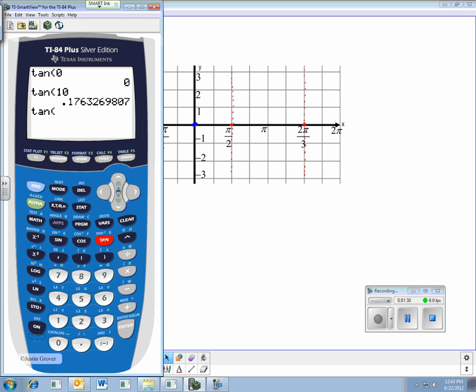Well, how about tangent of 30 degrees? That one is going to be a little bit larger. And how about tangent of 60 degrees? Let me see, we're getting there. What about tangent of 45? We skipped 45. Tangent of 45 is actually a value we know. That's 1.